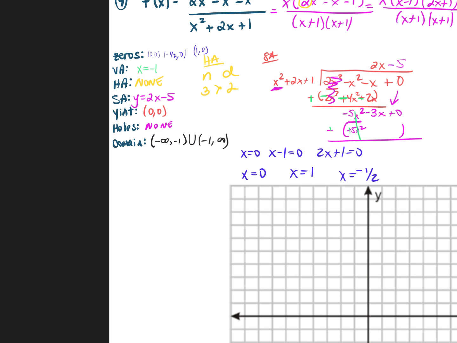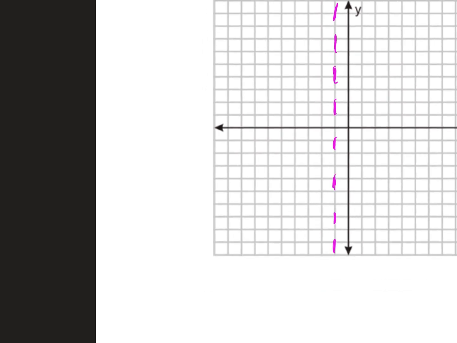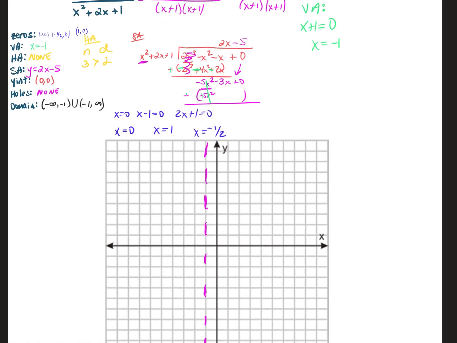Okay, let's put our asymptotes. What is your vertical asymptote? It is at negative 1. So I'm going to go here to x equals negative 1. What's the horizontal asymptote? Oh, yeah, that's right. I knew that. What's your slant asymptote? Y equals 2x minus 5. Guys, that is a line. That's it. You have y equals 2x minus 5.